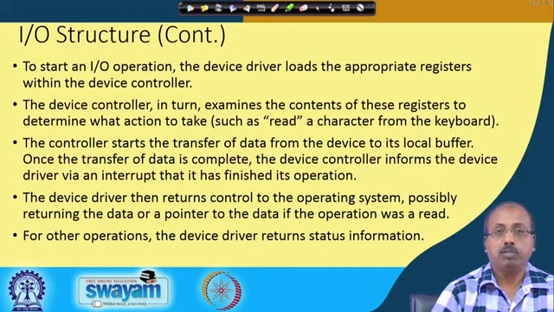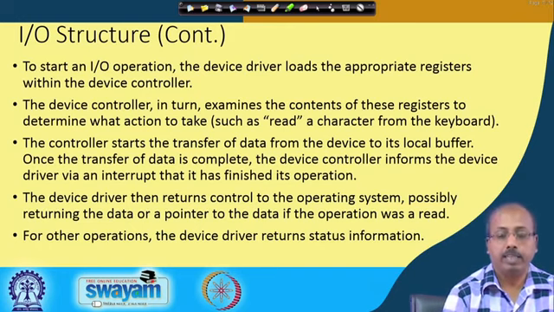So, to start with, the device controller's registers will be filled up by the device driver, and then the device controller, when it finds that the registers have been written with some value, will determine the type of operation to be done. It does that operation with the device, and then it informs the device driver via an interrupt that the operation is over.